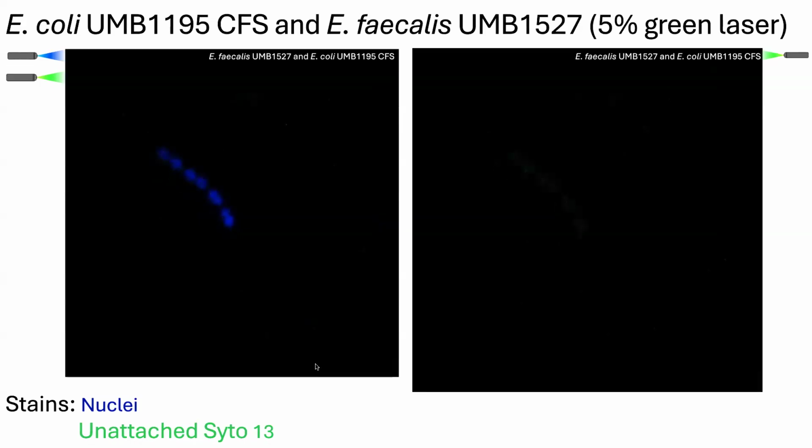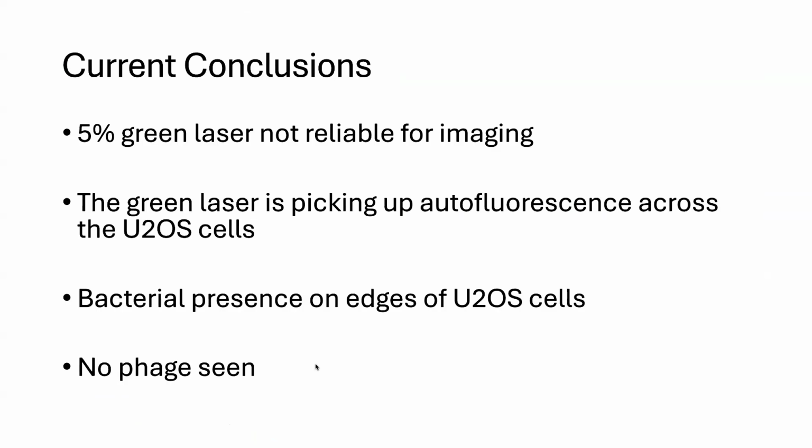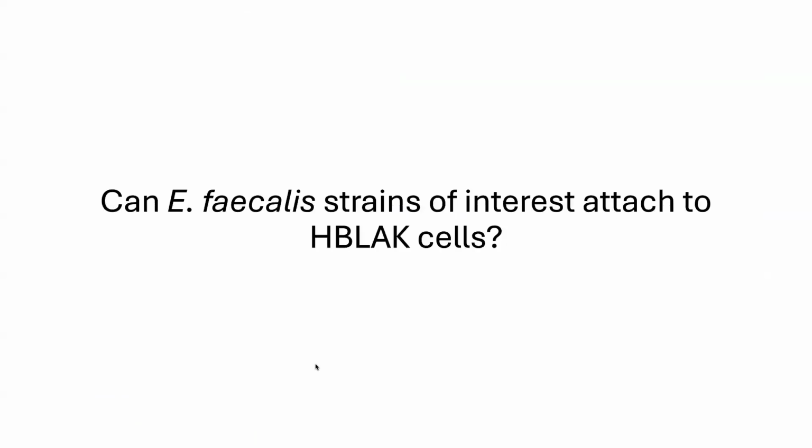And then we checked with the 5%, and there was this clear green fluorescence that matched up with the bacterial cells. So we figured out that it wasn't the Cyto13 that was causing this green fluorescence, but rather the laser itself. First off, we know that the 5% green laser is not reliable for imaging, and that the green laser in general is picking up the autofluorescence across the U2S cells. But regardless of this, we know that there is bacteria present on the edges of the U2S cells. We were able to visualize that, and no phage have been seen. That then leads us to our next section.